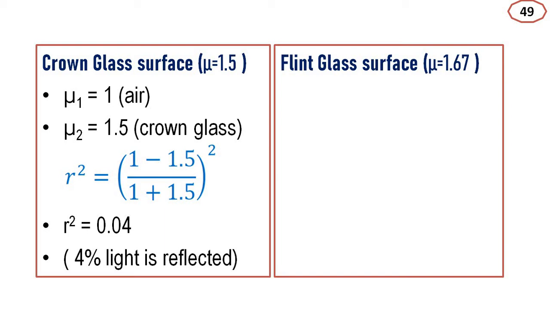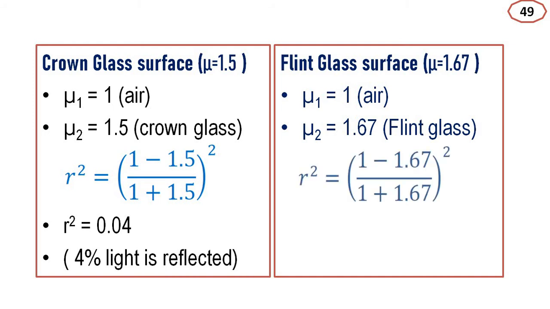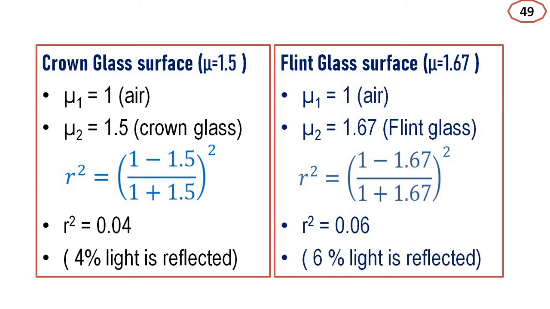Now we have another choice, which is flint glass, which has a refractive index 1.67. Here also the first medium is air, which has a refractive index 1. Mu2 is equal to 1.67, maybe 1.62 to 1.67. It may vary, depending on the material. Now r square equal to (1 minus 1.67) divided by (1 plus 1.67) square. We will get a value of 0.06. Multiplying by 100, the value will be 6%. That means 6% of the light incident on a flint glass surface will be reflected. It's also a higher value.